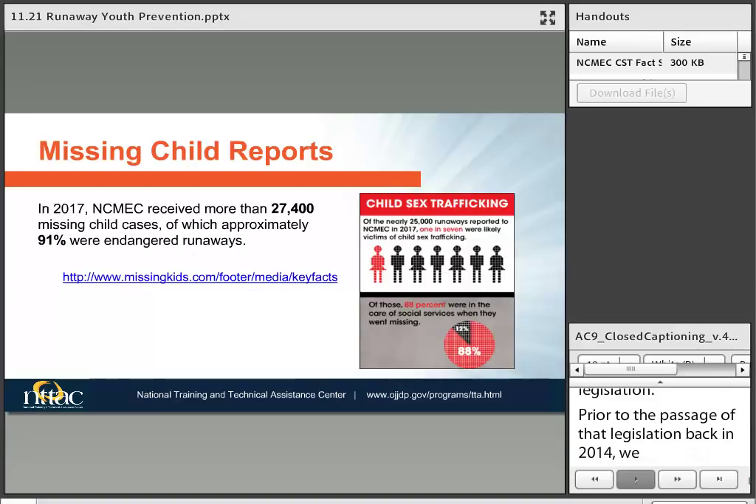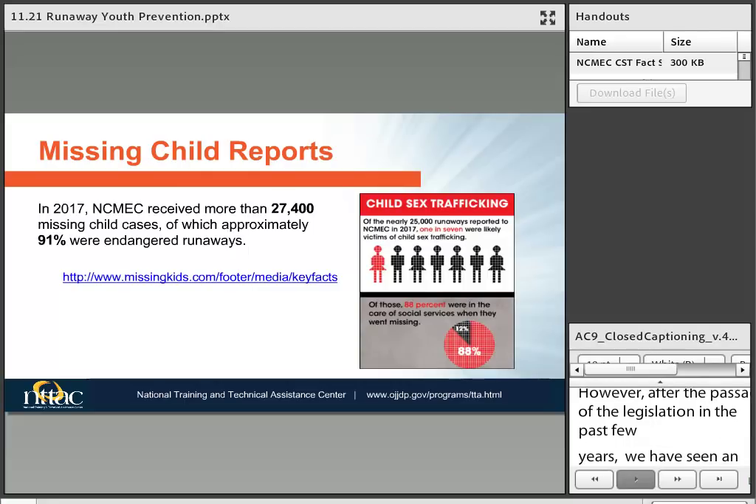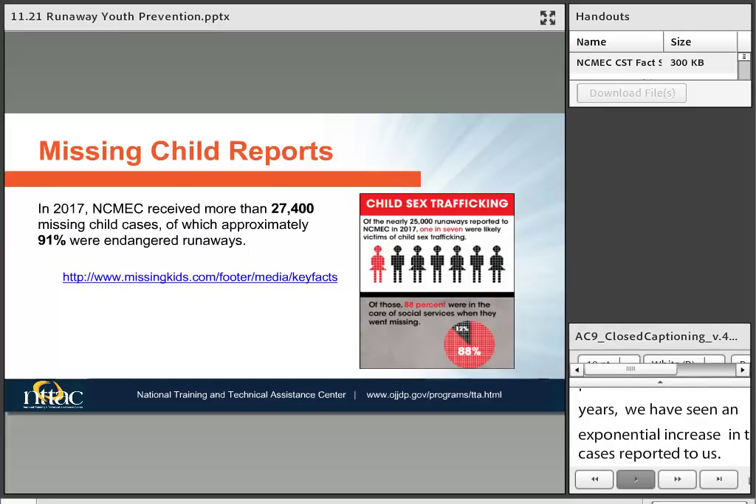However, after the passage of the legislation, in the past few years, we have seen an exponential increase in the cases reported to us. And so for anybody who is interested in data, I did want to at least share with you that in 2017, we did receive more than 27,000 reports of missing children, and the highest percentage were the endangered runaways.